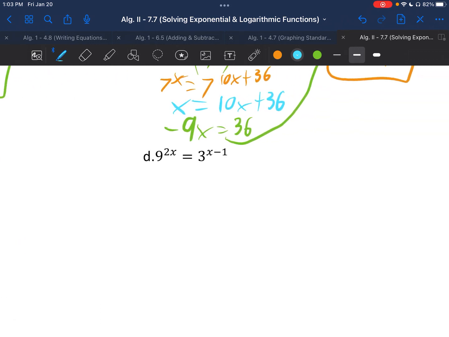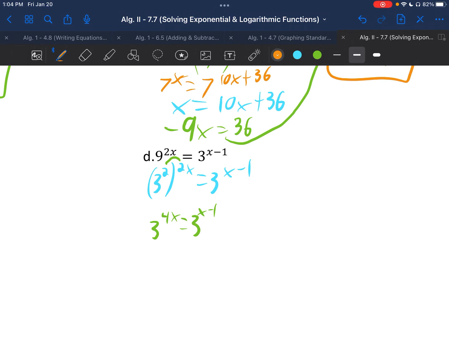On letter D, this time we only have to change one of the bases again. It's kind of nice. I would encourage you to try this one on your own. So 9 is really like 3 squared, to the power of 2x, is equal to 3 to the power of x minus 1. So here we don't have to necessarily distribute that because there's only one power there, 2x. So we're just going to multiply and get 3 to the power of 4x is equal to 3 to the power of x minus 1.